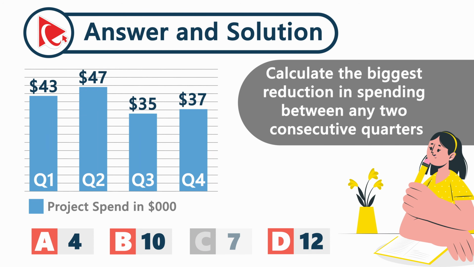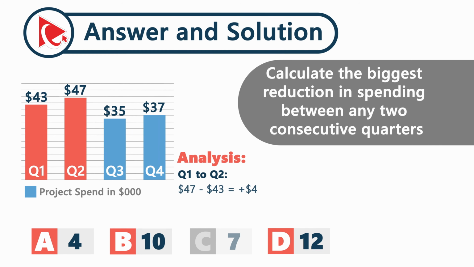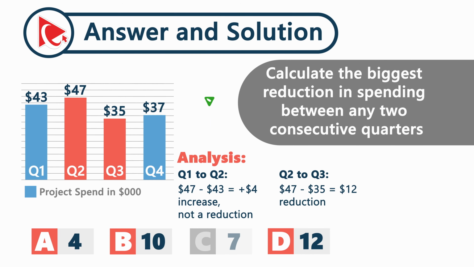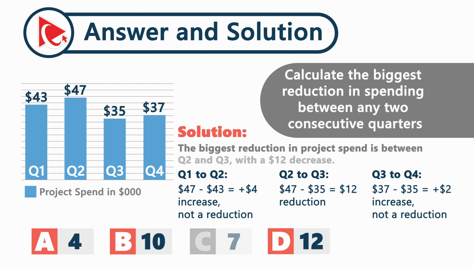To solve this problem, we need to calculate the differences between the quarters. Q1 to Q2 difference is 47 minus 43 and equals plus 4, which is an increase and not a reduction. Q2 to Q3 difference is calculated as 47 minus 35 and equals 12, which is a reduction. And Quarter 3 to Quarter 4 difference is calculated as 37 minus 35 and equals plus 2, which is also an increase. Based on all of this information, the biggest reduction in project spend is between Q2 and Q3 and amounts to $12,000. So the correct answer here is choice D, 12.